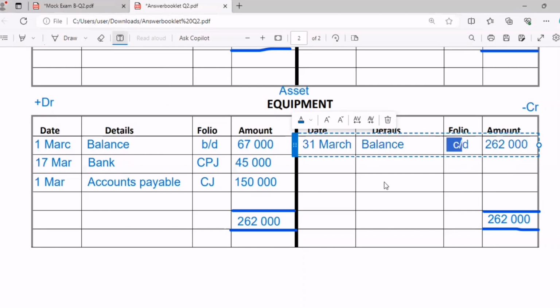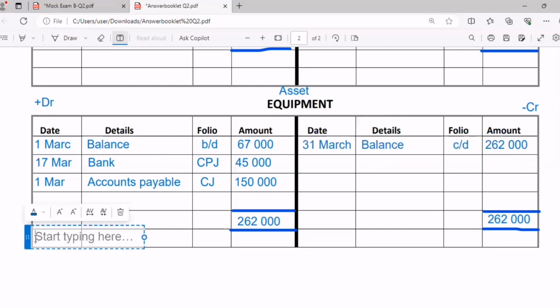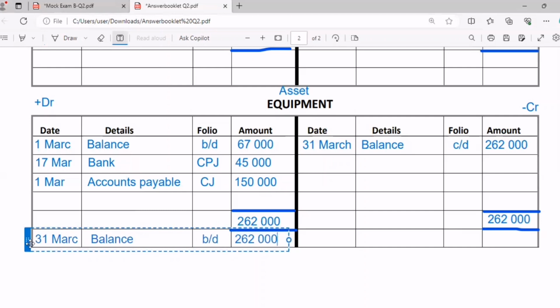So we know the principle, the carried down must be shown on the opposite side as the brought down. 1st of March. Have the balance brought down. 262,000. So guys, we are done with these T accounts. So thank you very much.